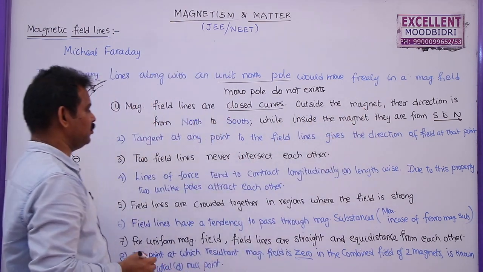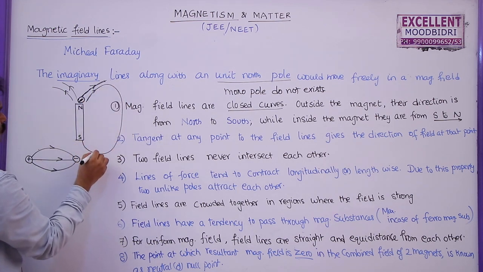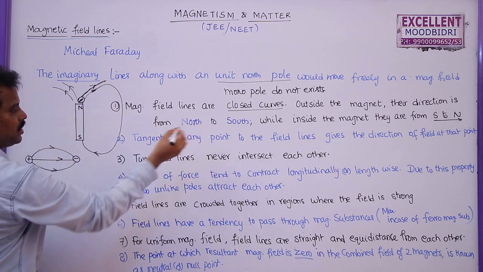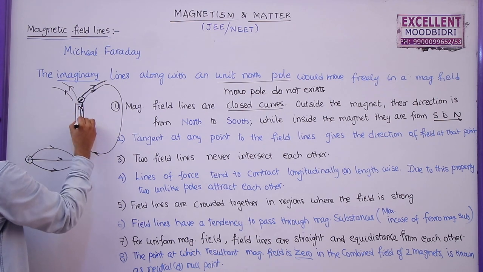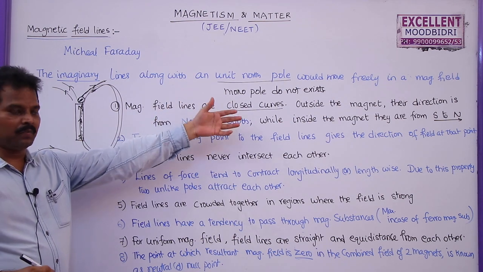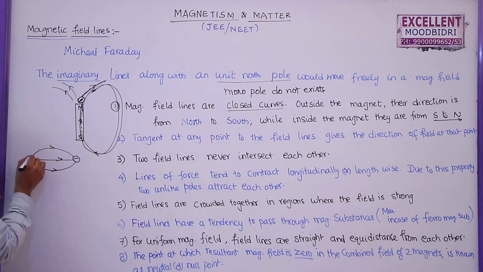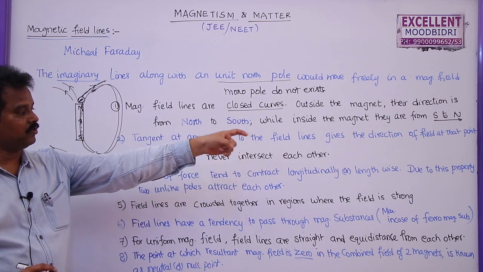Outside the magnet, the direction is from north pole to south pole. So outside the magnet, these lines will travel like this. They come towards the south pole. But inside the magnet, they still travel through this one, and they go from south to north pole inside the magnet. That's why this is a closed loop. That means there is no starting point or ending point for any magnetic field line. Whereas an electric field line starts from the surface of a positive charge and ends on a negative charge.